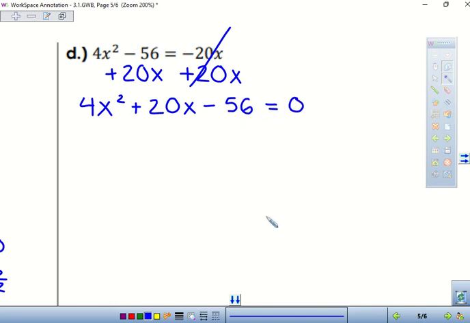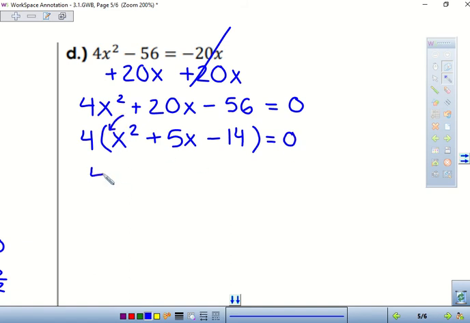Now my goal now is to identify if I have a GCF. What do you guys think? Yeah. We can take out a 4 actually. So if we take out a 4, we're left with x squared plus 5x minus 14 equals 0. And now that we have a coefficient of 1, we can factor it. We don't have to use the AC method. So we're looking for factors of -24 that add up to +5. What do you guys think? Good. 7 and -2. Since we didn't use the AC method, we don't need to divide.